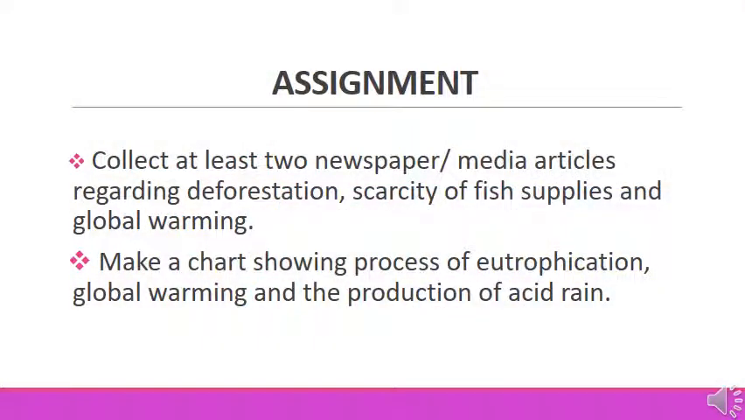Dear students, complete the following assignment. Collect at least 2 newspaper articles regarding deforestation, scarcity of fish supplies and global warming. Make a chart showing the process of eutrophication, global warming and production of acid rain.